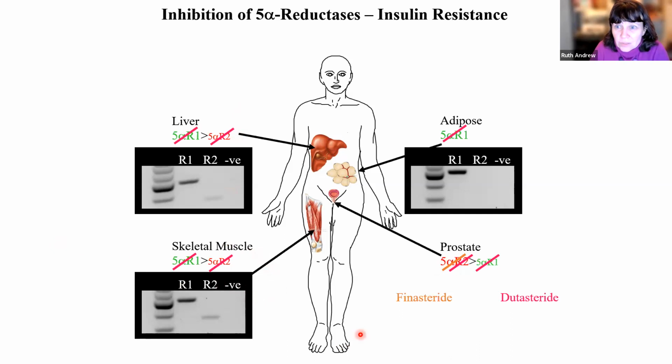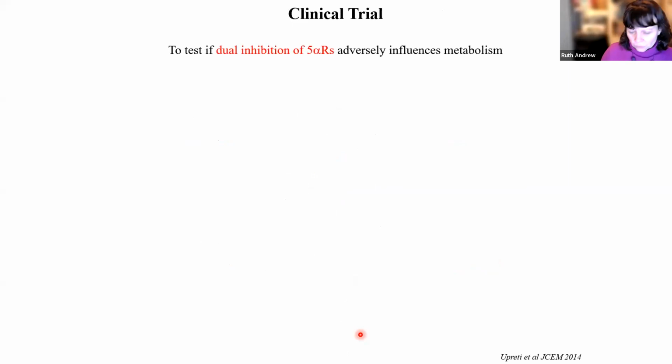So we proposed to check whether or not patients taking these drugs were becoming insulin resistant. And we did that initially in an experimental model just over 3 months in healthy people to see how they fared. And we compared both drugs to another drug called tamsulosin, which is used to treat prostate disease, but it's nothing to do with 5-alpha reductase. So we tested whether our dual inhibitors could influence insulin resistance in men.